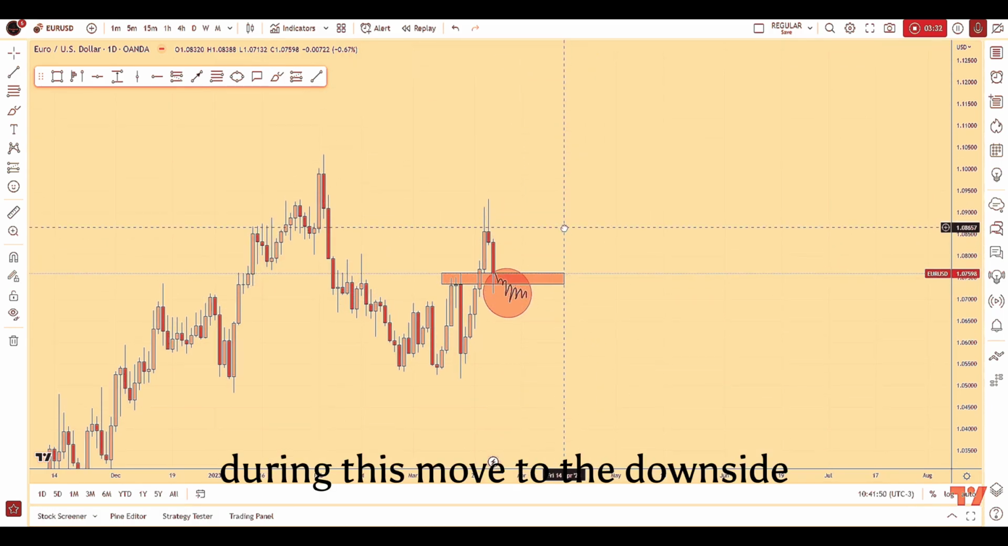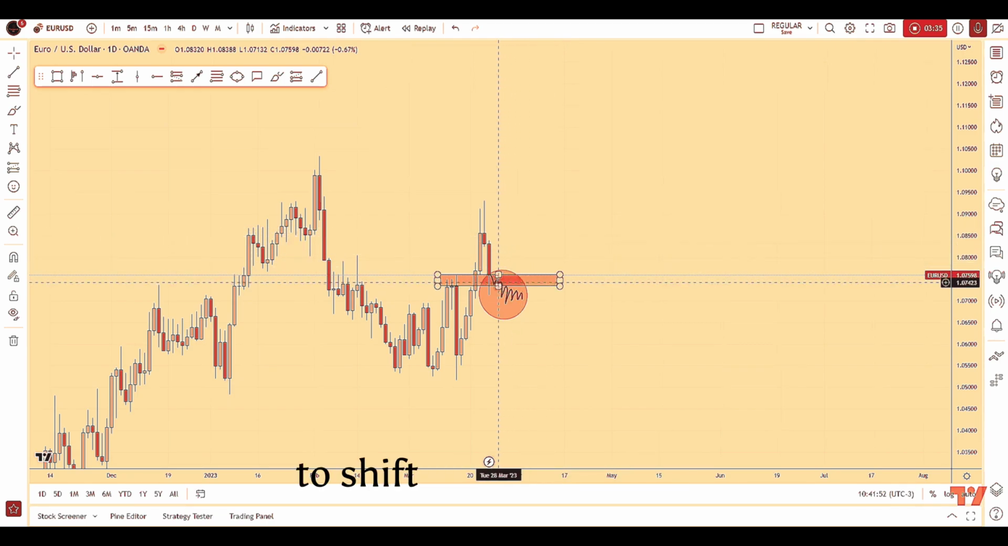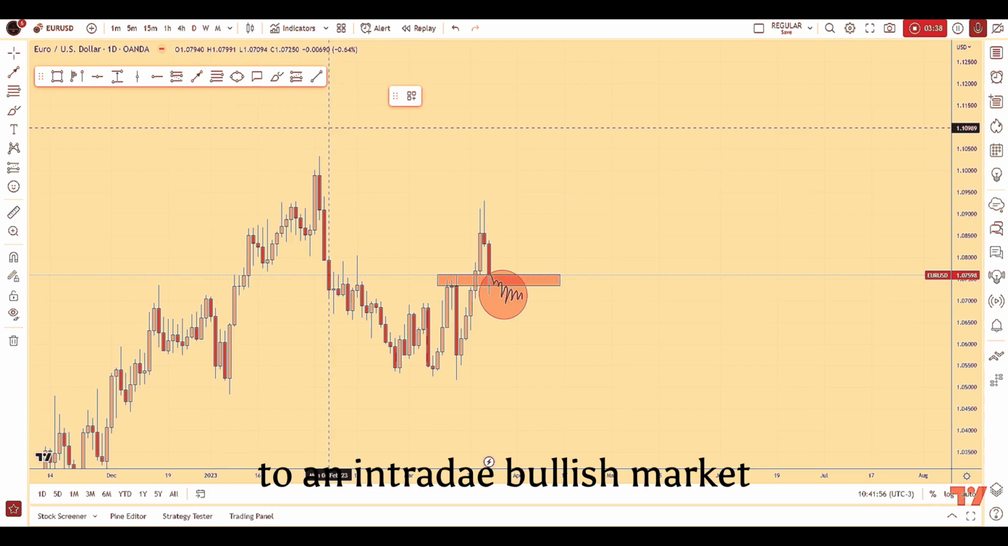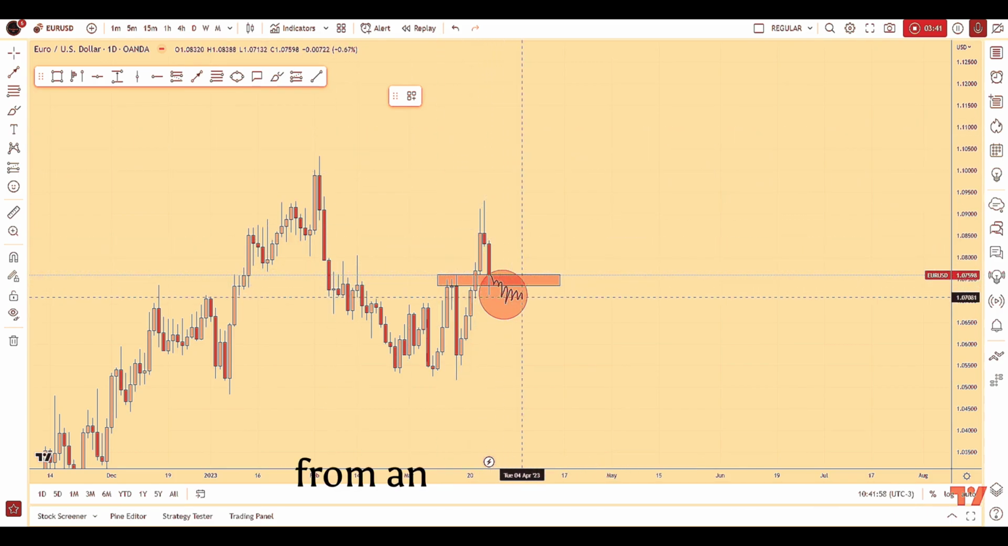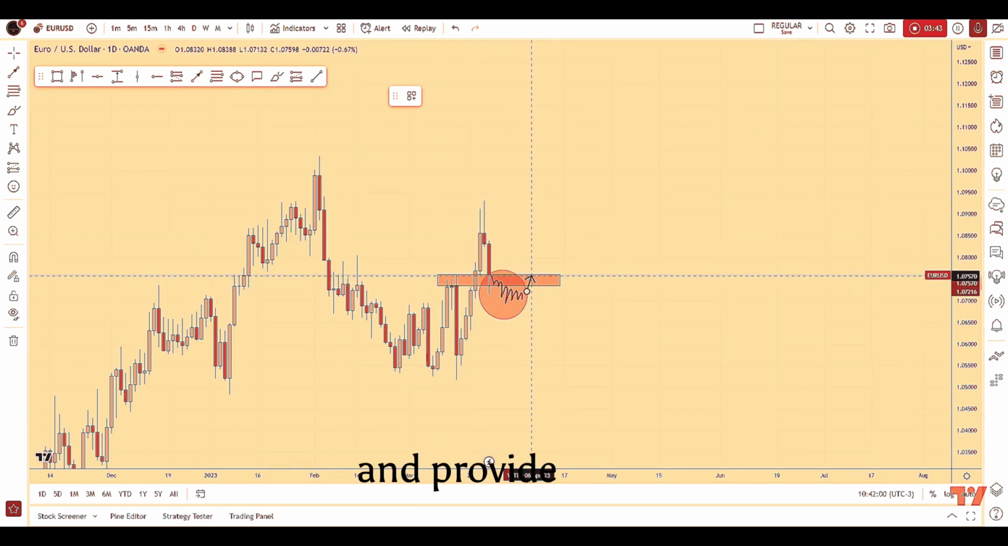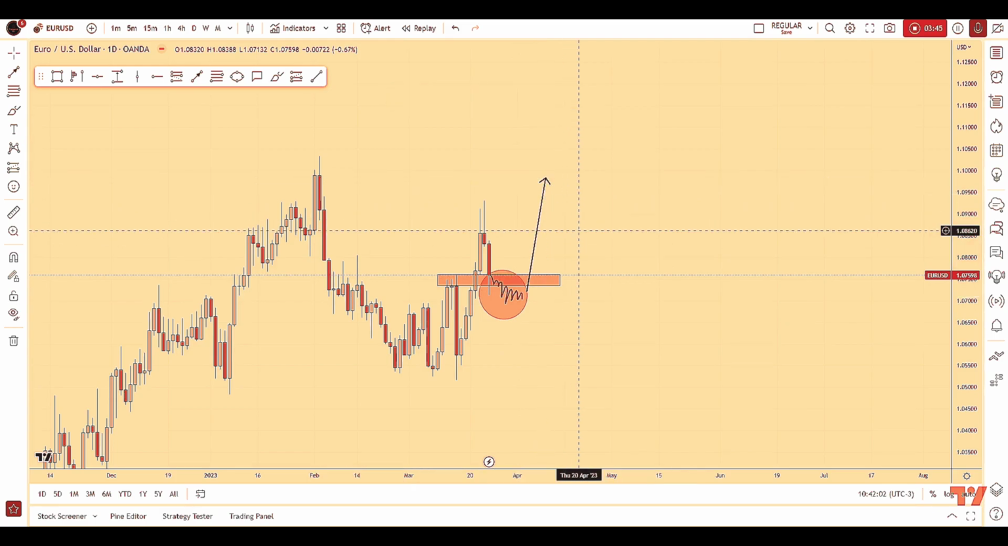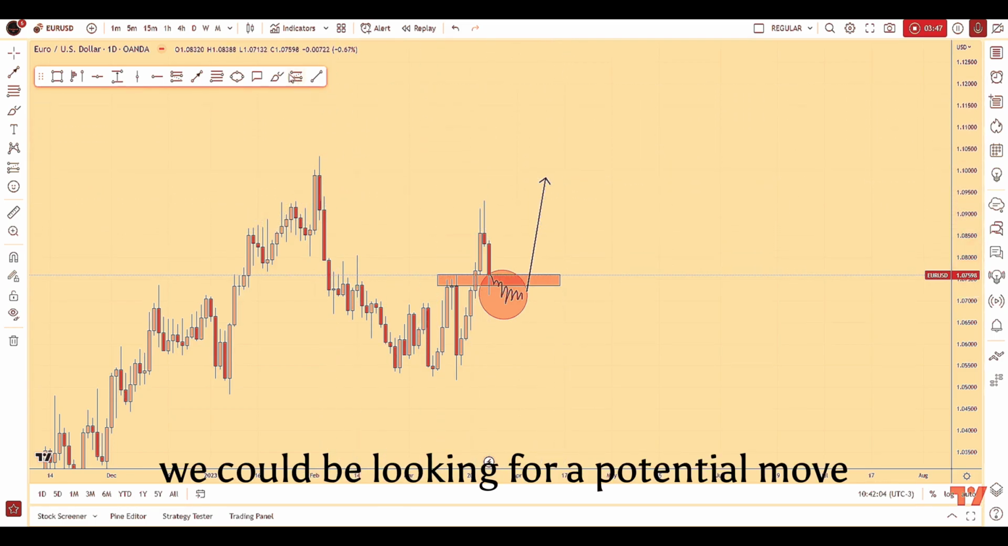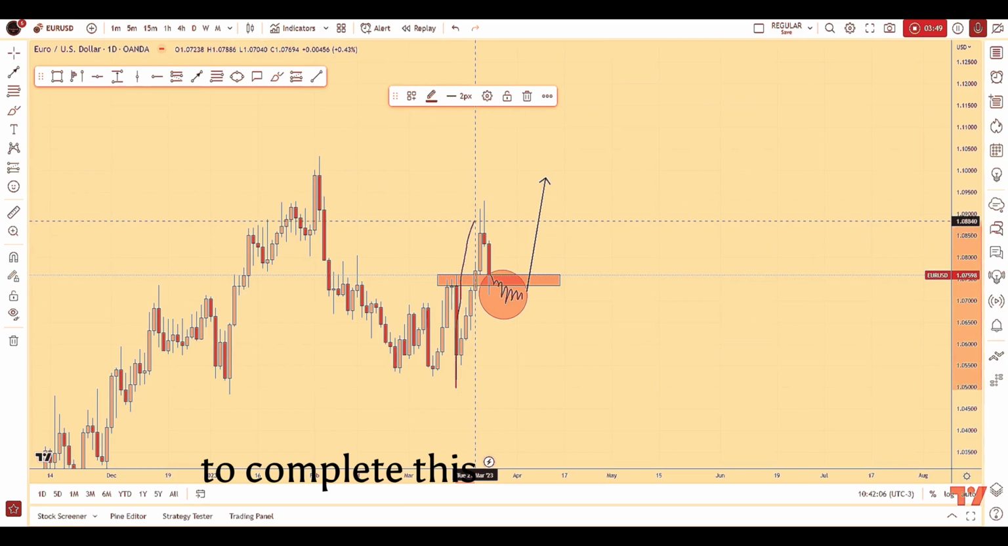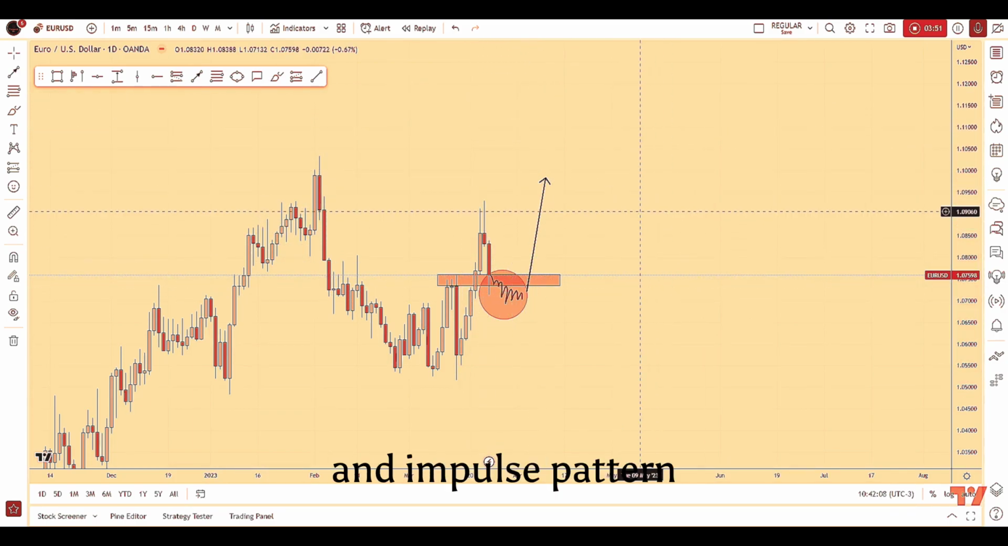during this move to the downside, waiting for the market to shift from an intraday bearish market, as we would have, to an intraday bullish market. And if the market would shift from an intraday bearish to bullish market and provide to us one of our valid entries, at that point we could be looking for a potential move to the upside for the market to complete this impulse correction and impulse pattern to the upside.